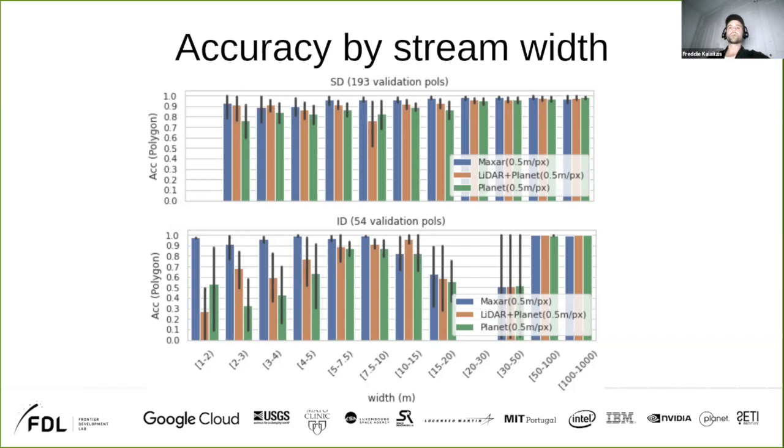Yeah. So this is what we start to see here: the performance of any planet-derived model degrades. However, with Maxar, that is not a problem. Of course, the picture is slightly different across South Dakota and Idaho, because South Dakota is more optically cooperative, and Idaho is much less so.